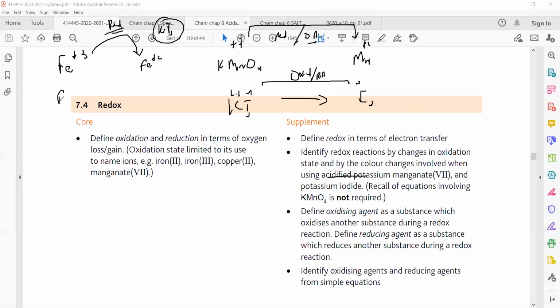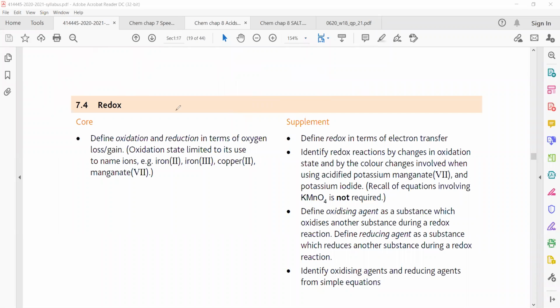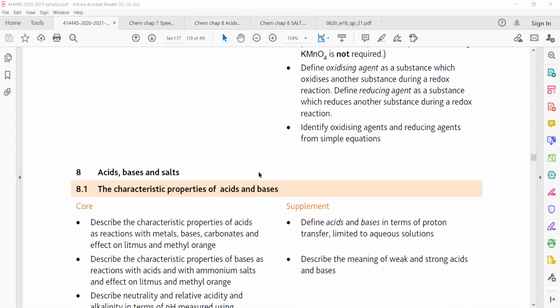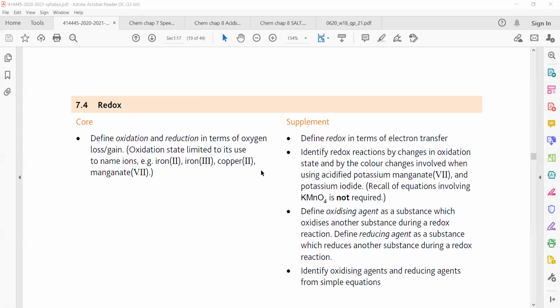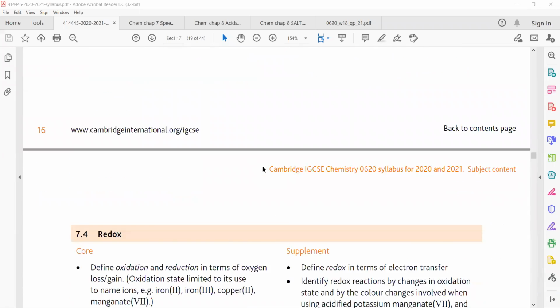But for example, I have iron 2 and I want to convert that iron 2 into iron 3. So which reagent? This is oxidation. So what should I add? I should add an oxidizing agent. And as the oxidizing agent, I can add acidified potassium manganate to oxidize the substance, to increase the oxidation number. Is it clear? So this was topic 7.